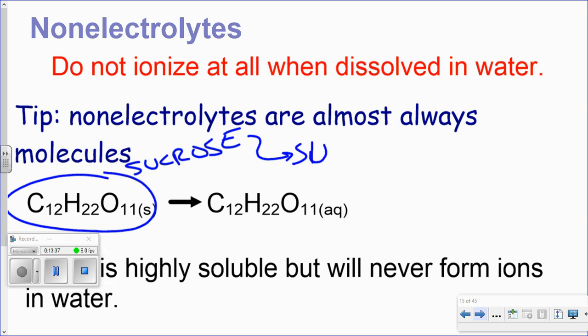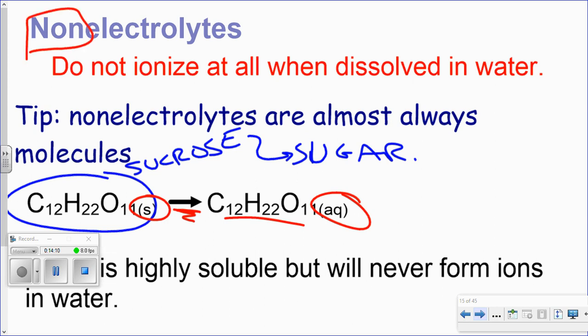table sugar. So sugar, solid, becomes sugar dissolved. Aqueous means it's been dissolved in water. Sugar is really, really soluble. But let's go back to our original definition. No matter what dissolves, it has to form ions. Well, this doesn't form any ions. So even though you can get truckloads of sugar to dissolve in water, it doesn't form any ions, so it's a non-electrolyte.